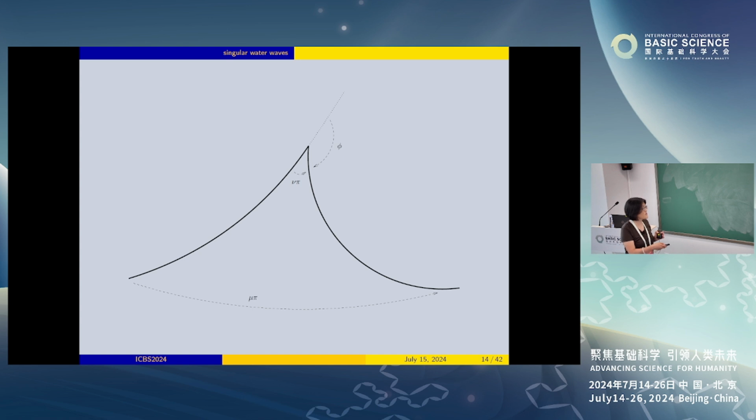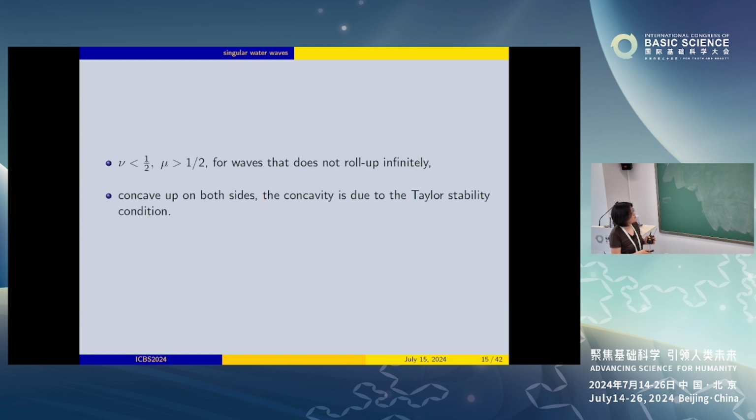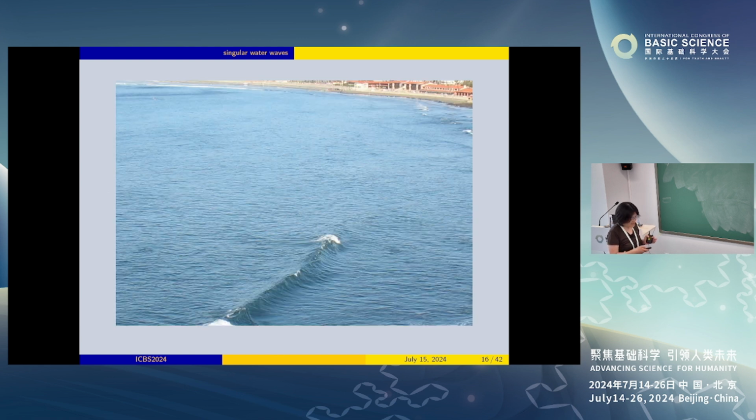Where does this come from? If you really allow over 90 degrees, then the wave will roll up infinitely many times, which is also non-physical. We have never seen a wave which rolls up infinitely many times. So the only way we can find is that this angle is less than 90 degrees, and it is concave up and concave up. So the outer angle is greater than pi over 2, and it is due to the Taylor instability. And we can show such waves exist.